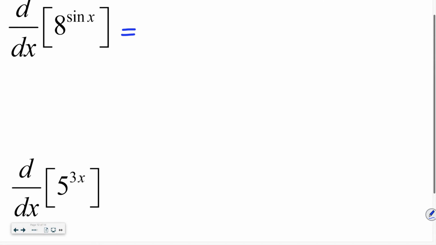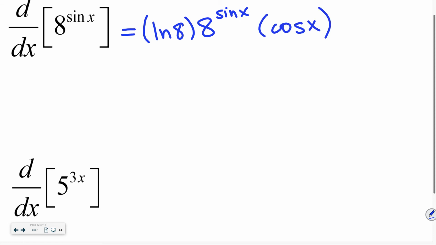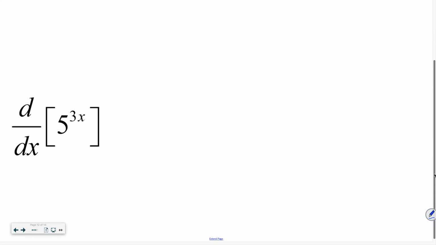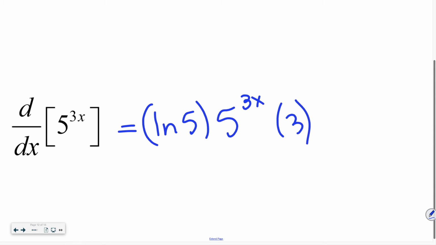Krista, what do you have for this first one? 8 to sine x times cosine x. Grace W, do you agree? Yes. Awesome. The derivative of 5 to the 3x. Lauren, what did you get? The natural log of 5 times 5 to the 3x times 3. Autumn, do you agree? Beautiful.